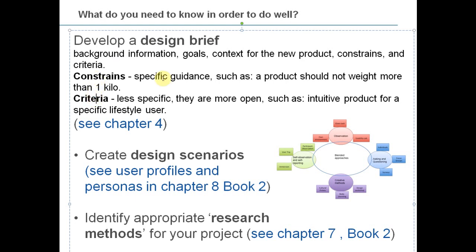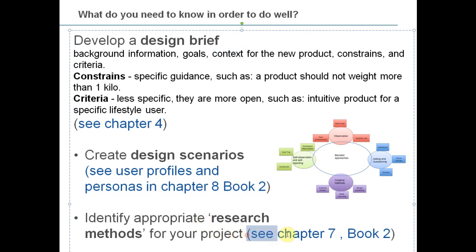Constraint, specific guidance, such as product should not weigh more than 1 kilo. Very clear. That is my constraint. Criteria, they are less specific. They are more open, sometimes very open, such as the product should be intuitive for a specific lifestyle user. You will also be asked to know about creating design scenarios and identified appropriate research method.